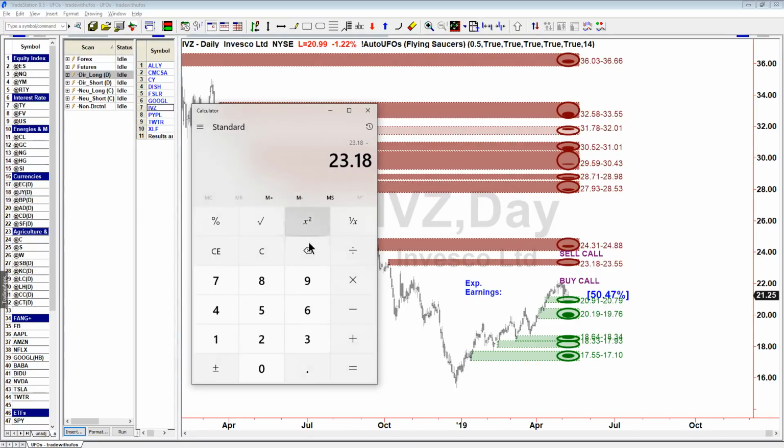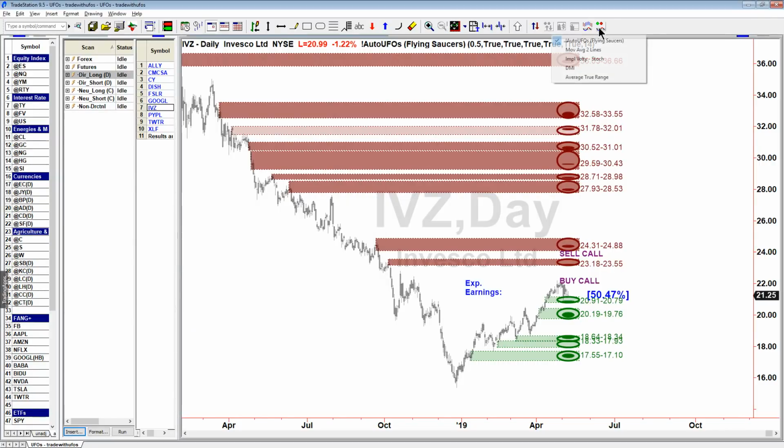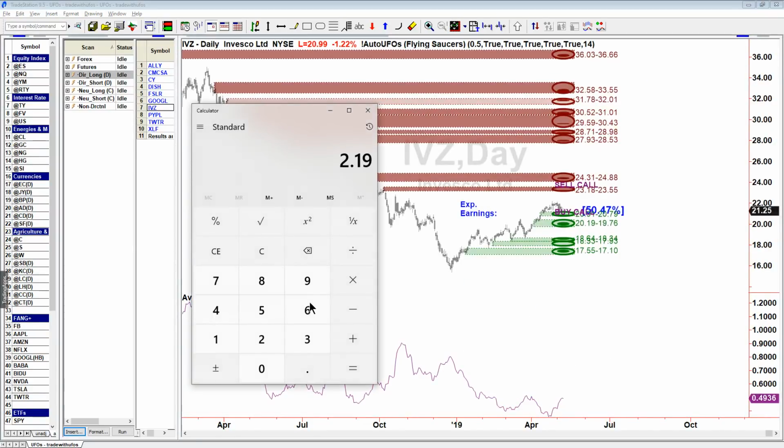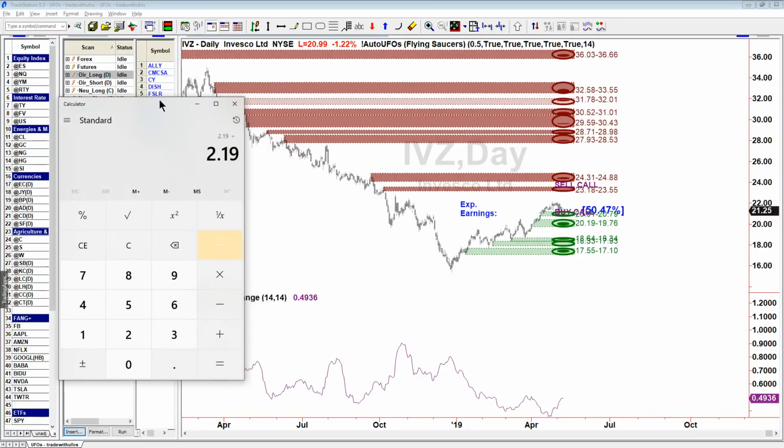So we're gonna go ahead and subtract 20.99. So we get to measure the room for movement, which is $2.19. And now I'm gonna look at what is the daily ATR for that particular stock, which is 49 cents per day. So I'm gonna take 2.19 divided by 0.4936, and this is gonna tell you 4.43.